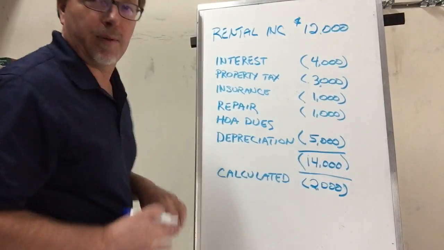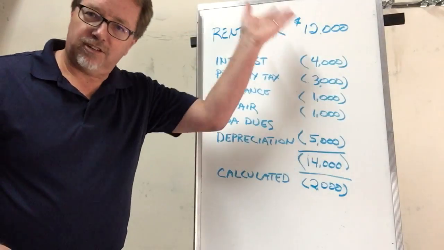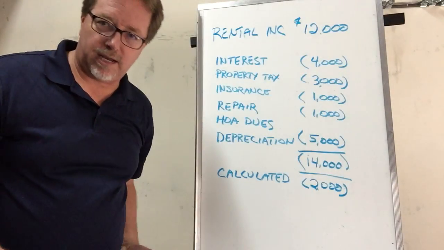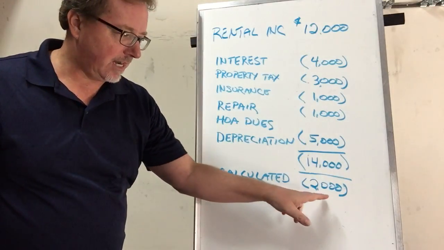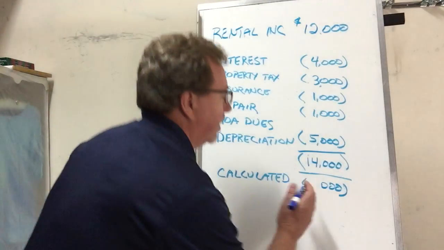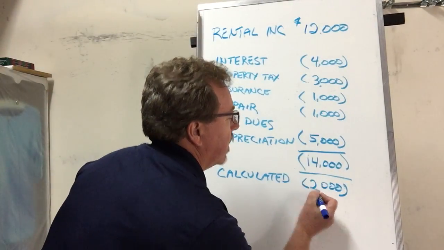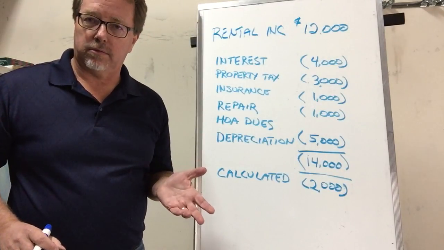So one of the nice things about real estate is, if you're just counting the cash income and the cash expenses, it put money in your pocket. But when you figure in this depreciation, you actually got a negative number here. I don't know that I wrote my 2 very well. Let's try that again. You have a calculated loss of $2,000.